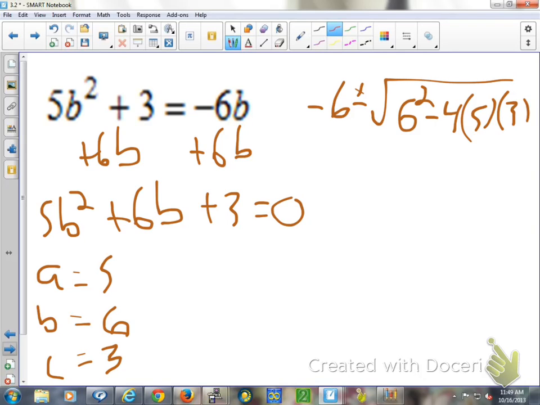Where'd you get negative 6 at? You gotta do the opposite. Negative B. And our B was 6. Yeah. All over 2A.